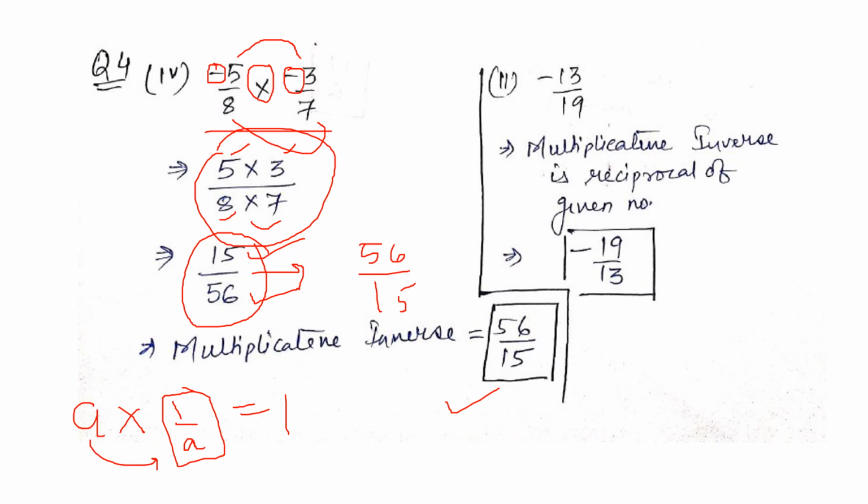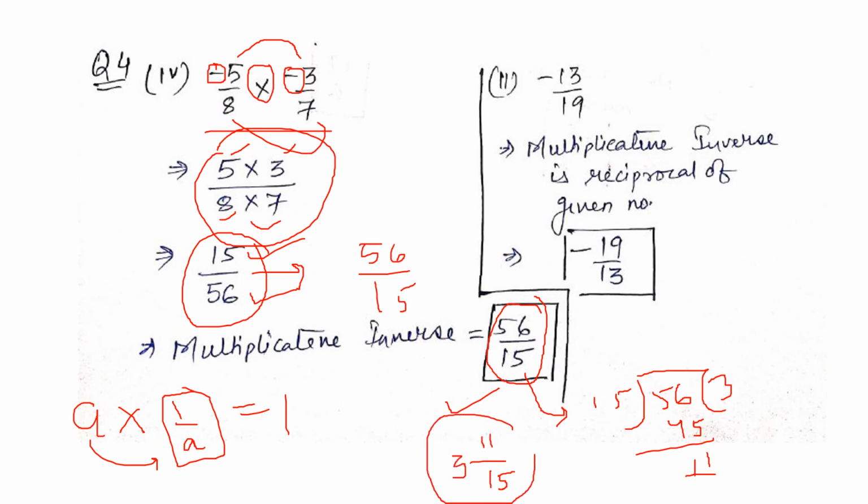If you observe, this is an improper fraction. So you can convert this into a proper fraction, using the concept of mixed fractions. 15 3s are 45. So we have 56 minus 45, which is 11. So how to write it as a mixed fraction? First we write the denominator, that is 15, then we write the quotient, that is 3, and then we write the remainder, that is 11. So this is the final answer of this question.